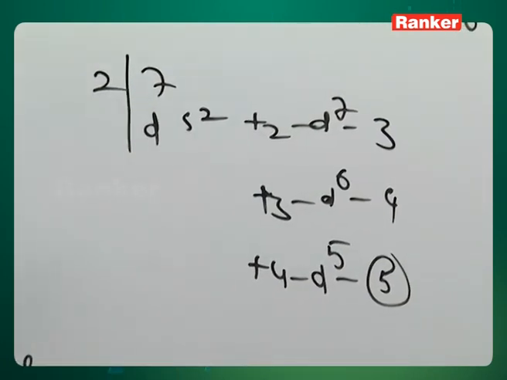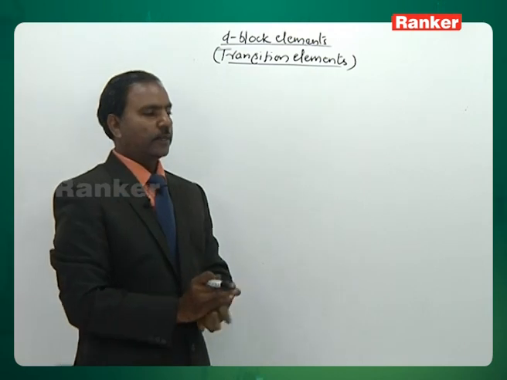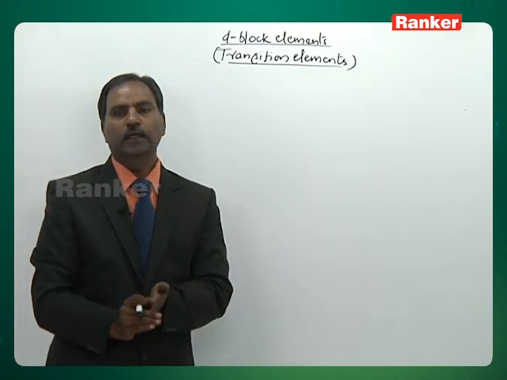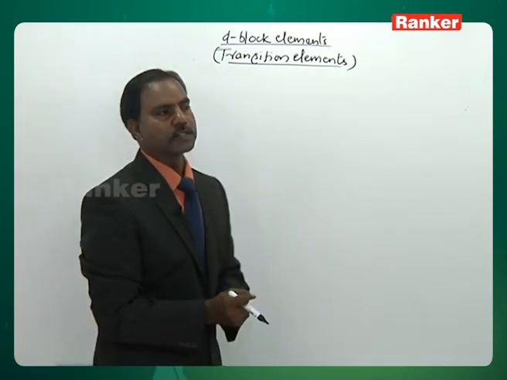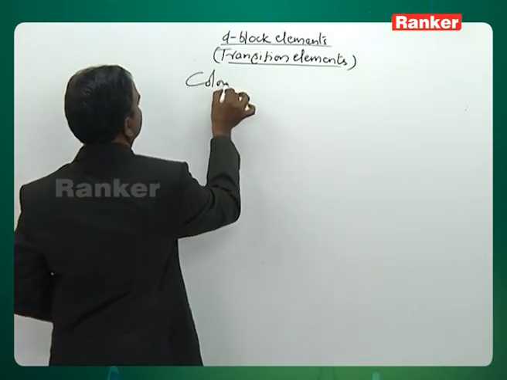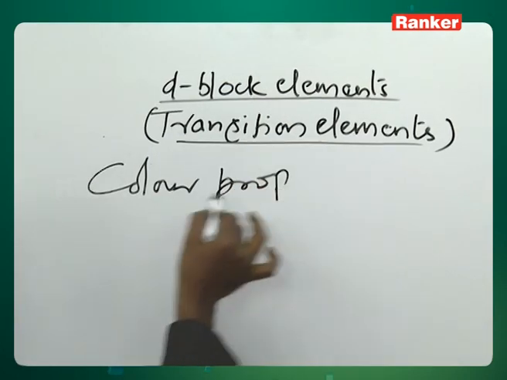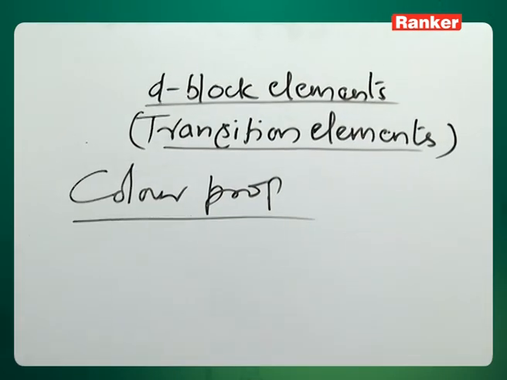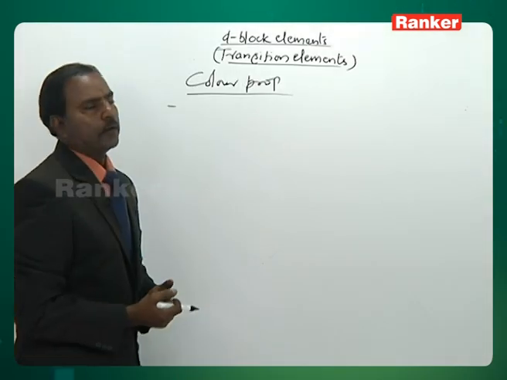In other words, quenching means cancelled by the ligand fields. Why? In d-block elements, especially in the 3d series, the orbital angular momentum is completely quenched by the ligand fields because the d orbitals are there in the penultimate shell, near to the ligand fields. What do you understand by this?